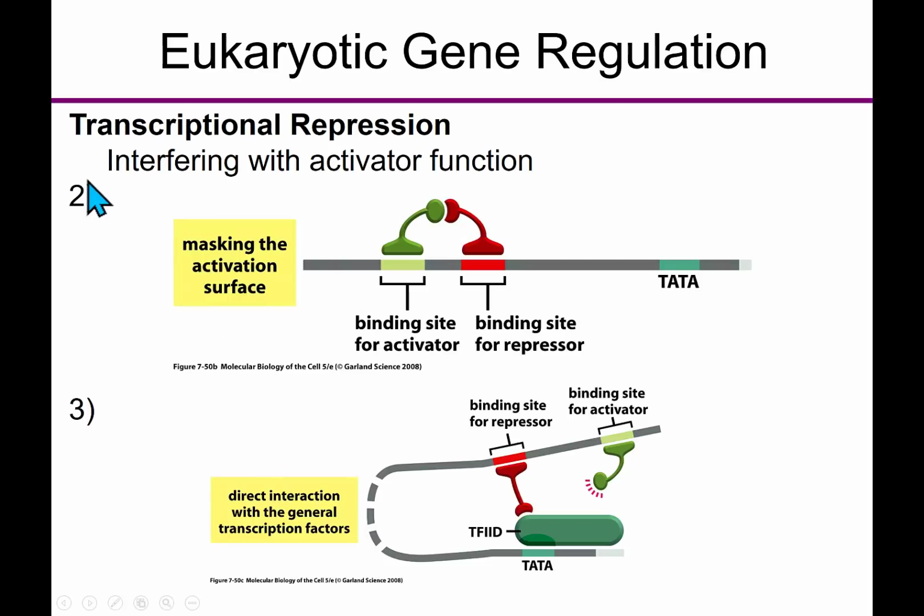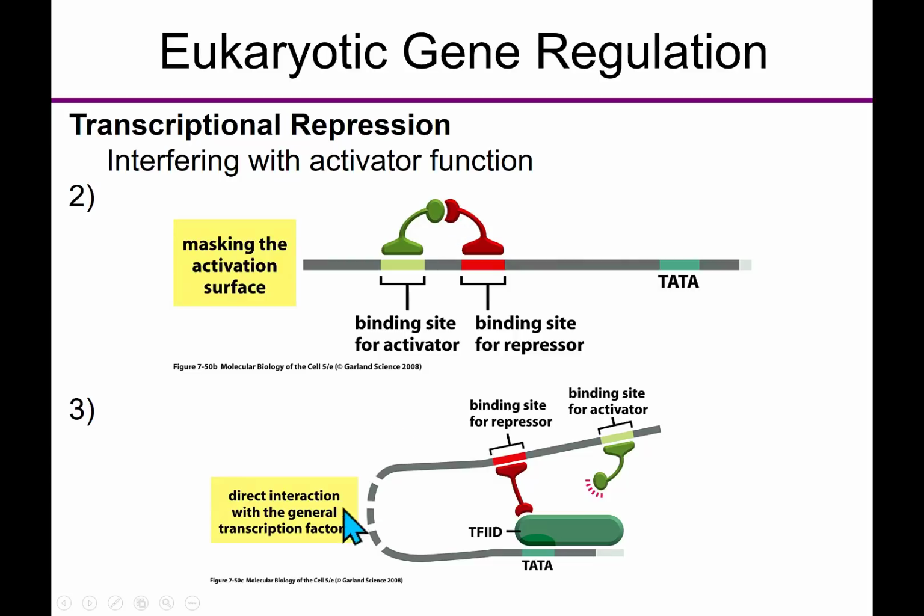Another mechanism is masking the activation surface. So again, you have your DNA here. You have the binding site for the repressor, binding site for the activator. Activator protein has a DNA binding domain and an activation domain. For your repressor protein, you have a DNA binding domain. You have a repression domain. Notice the repression domain binds to the activation domain and stops it from working.